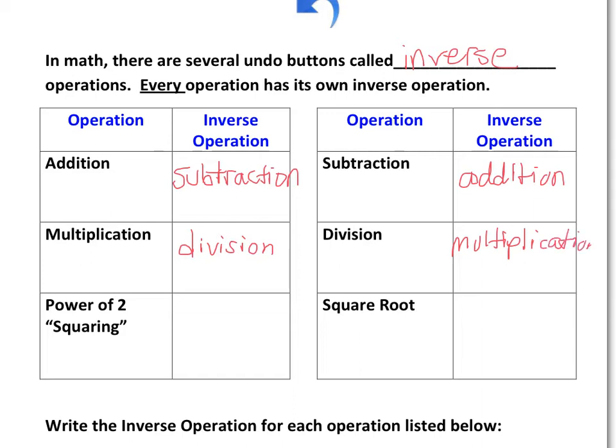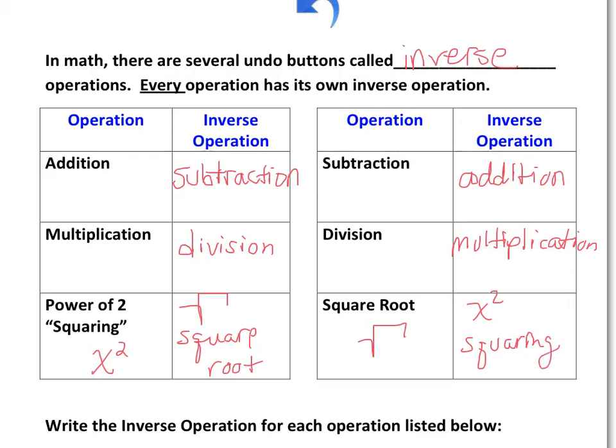And we just recently went over this in the last section of chapter 2. How do we undo squaring? In other words, x to the power of 2. We undo that with square rooting. This is the square root symbol. And how do we undo square root? We undo square root with squaring. Everything in math has an undo button.